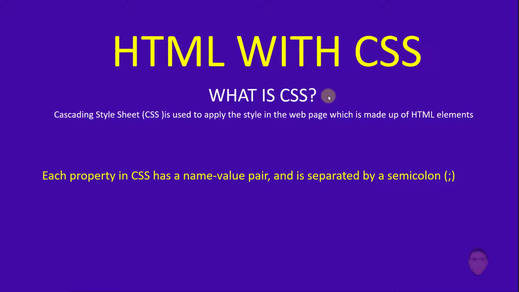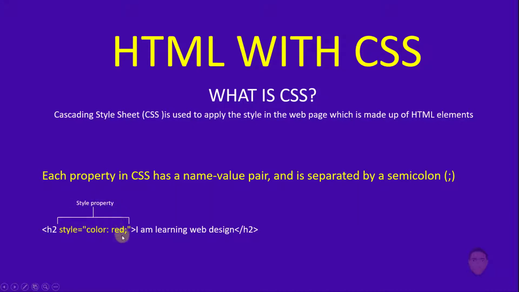So when you're writing CSS, there are some things you need to note. Each CSS property has a name and a value pair. So we have a typical example here. This is an h2 tag, and one of the ways we add CSS is using this particular method. This is like an attribute, if you remember. It's a style attribute, and in here we have something that says color red. This bit that has style equal to and quotes is our style property. In that style property we have our name and our value. So the name is color and the value of the color is red.